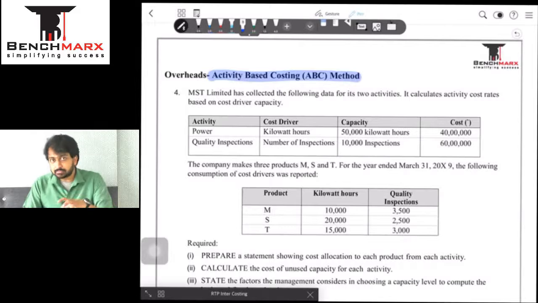Right? This system is better and accurate as compared to absorption costing, because absorption costing only allocates the overheads basis my machine hours or labor hours, whereas this will base or allocate the overheads depending on the activities. So the company's total overheads will be split as per activities, and from activities I'll get the cost driver rates, and through rates I will allocate it to respective products depending on the cost driver usage.